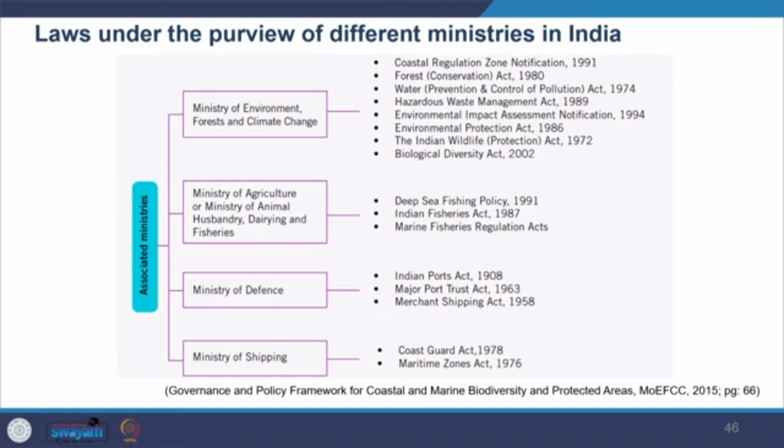So you also see Deep Sea Fishing Policy, Indian Fisheries Act, and Marine Fishery Regulation Act under the Ministry of Agriculture. So you'll find Indian Ports Act, Major Port Trust Act, and Merchant Shipping Act under Defense, Coast Guard Act and Maritime Zone Act under Ministry of Shipping.